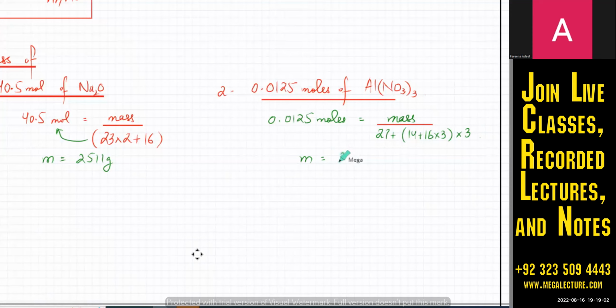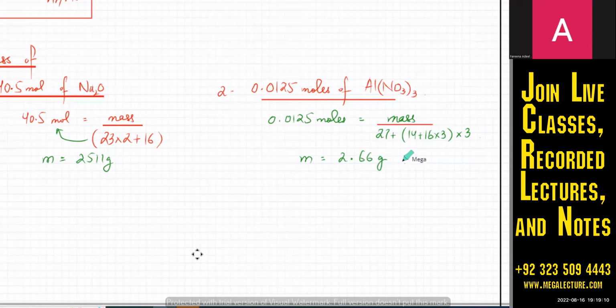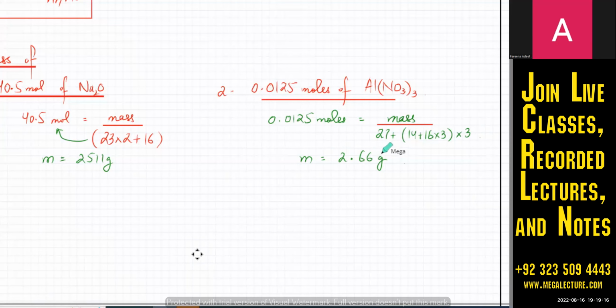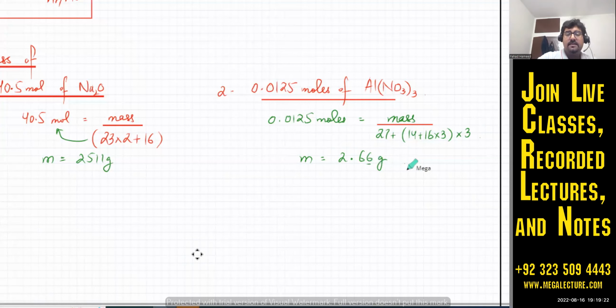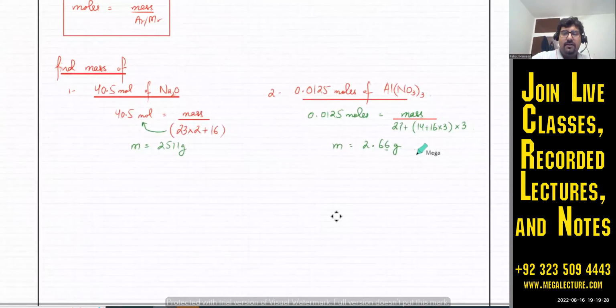$2.66. Just 2.6 grams. No, there's more numbers, but I deleted it. What's after this 6? 2.665. So it's going to be 2.66. Just round it off to the third significant figure. So you're getting the same thing, right?